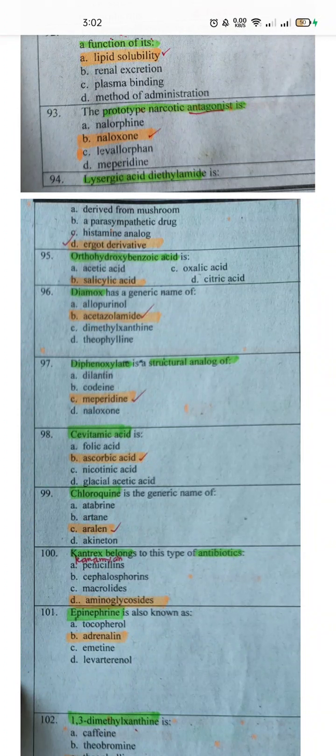So let's repeat again. Caffeine is 1,3,7-trimethylxanthine. Theophylline is 1,3-dimethylxanthine. Your theobromine is 3,7-dimethylxanthine. And your aminophylline is the ethylene diamine salt of your theophylline.